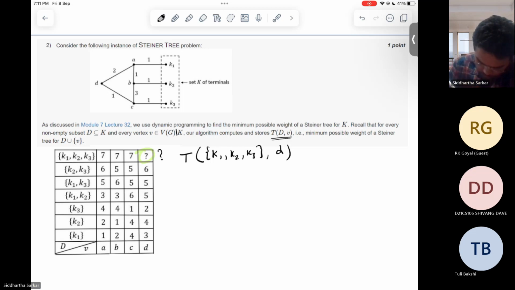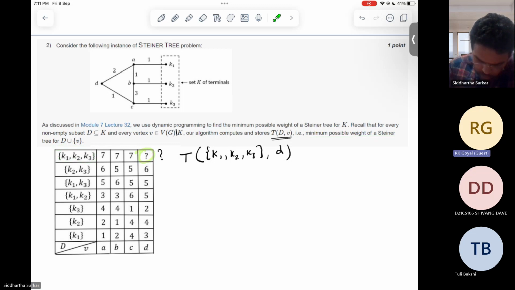Okay. So this is the row for D. Sorry, this is the column for D. This is D, and this is the row for K1, K2, K3. So we do not know this. We have already computed the entries bottom up, and we have already computed this. So what is the value of this? This corresponds to the minimum possible weight of a Steiner tree that has K1, K2, K3, and D connected.